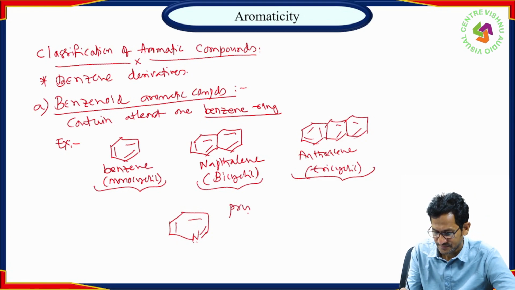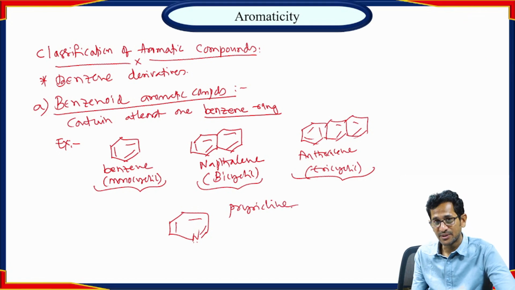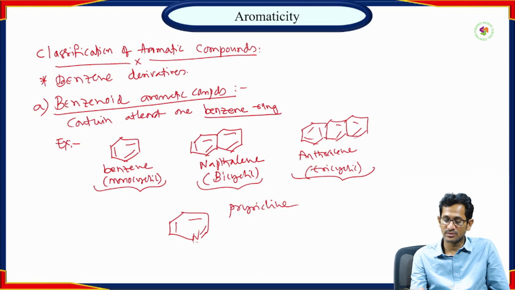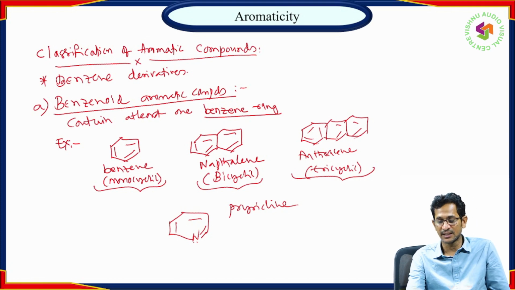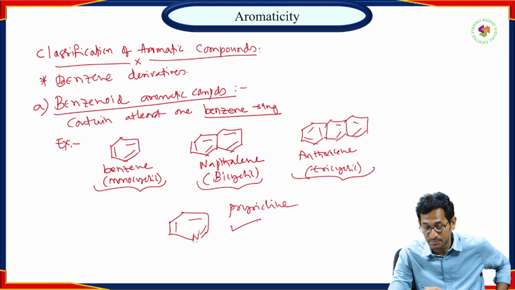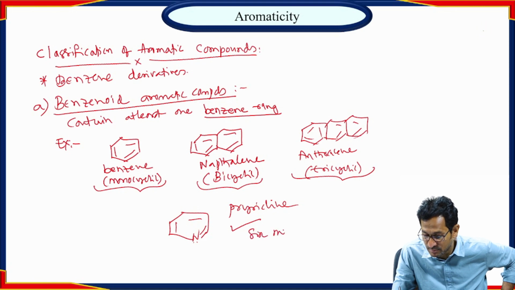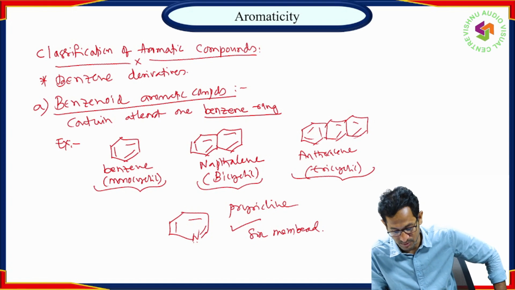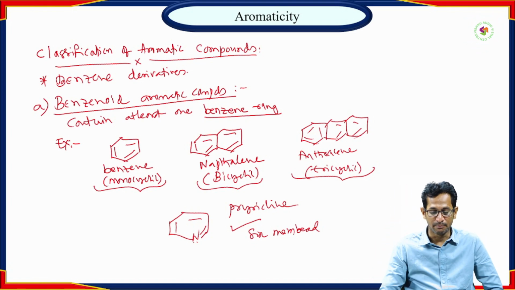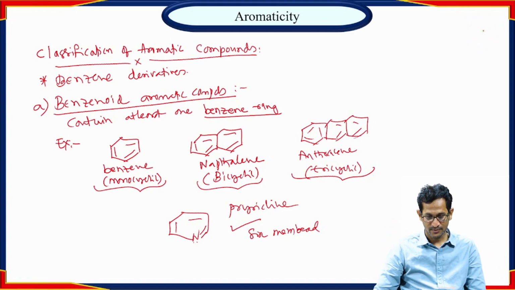Pyridine. It has a benzene-like structure, a 6-membered structure. Therefore, pyridine also comes under the benzenoid aromatic compounds, because it is a 6-membered aromatic compound. So pyridine comes under the benzenoid aromatic compounds.